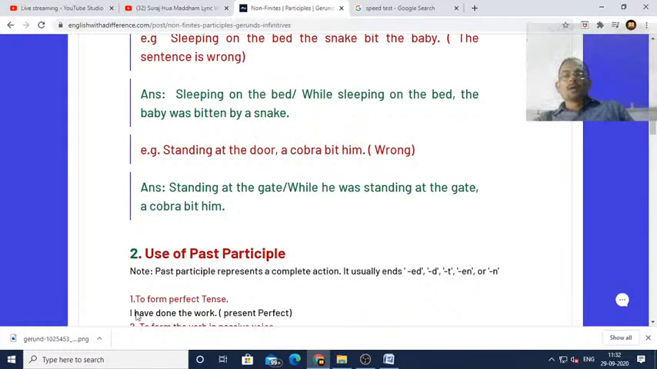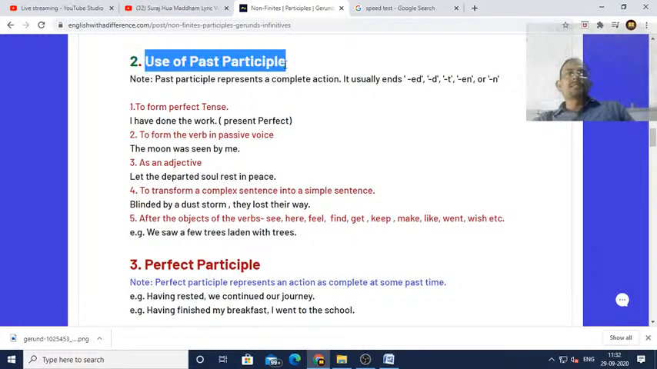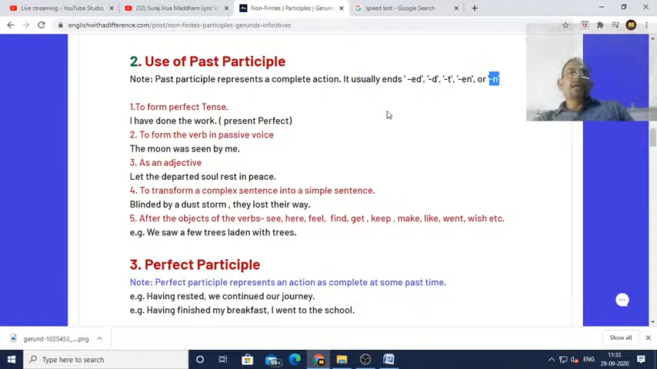Next we see the use of the past participle. As I told you, dear students, it normally ends in -ed, -d, -t, -en or -n. All the V3 forms are referred to as past participle. For example, to form perfect tense, "I have done the work," present perfect tense. Done is an example of a past participle. Likewise, to form the verb in passive voice, "The moon was seen by me." Seen is also an example of a past participle.